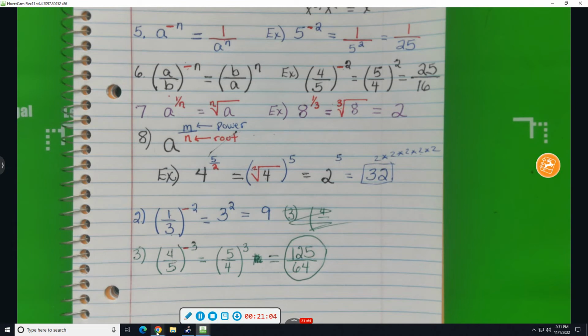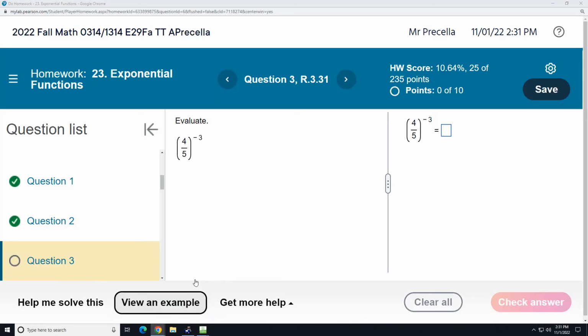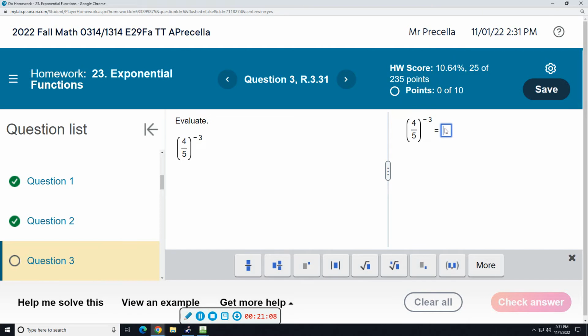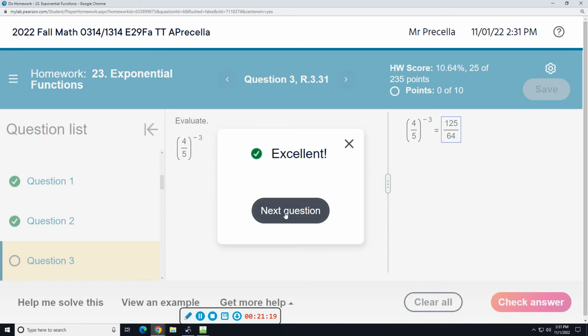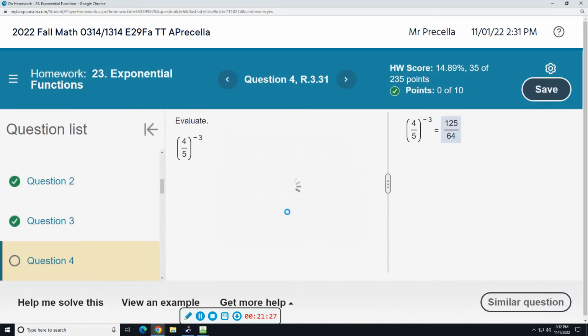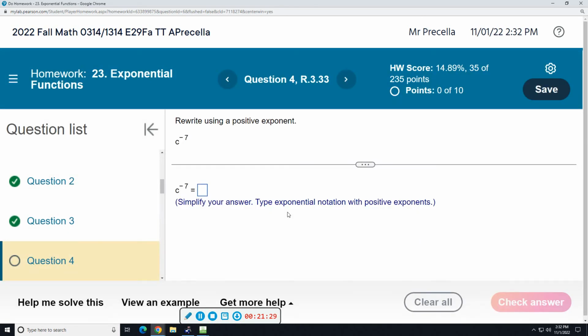No, I will never doubt your arithmetic. So what is it? 125 over 64. It says evaluate. Well, you could write it as a mixed number, but there's nothing you can divide above and below by. And algebra doesn't really lend itself well to mixed numbers. Okay?